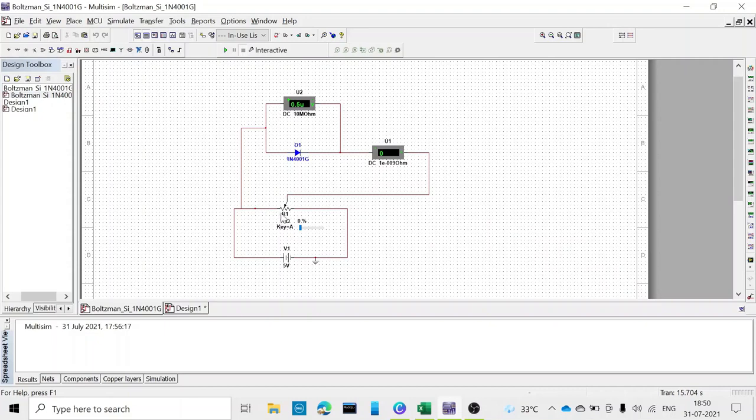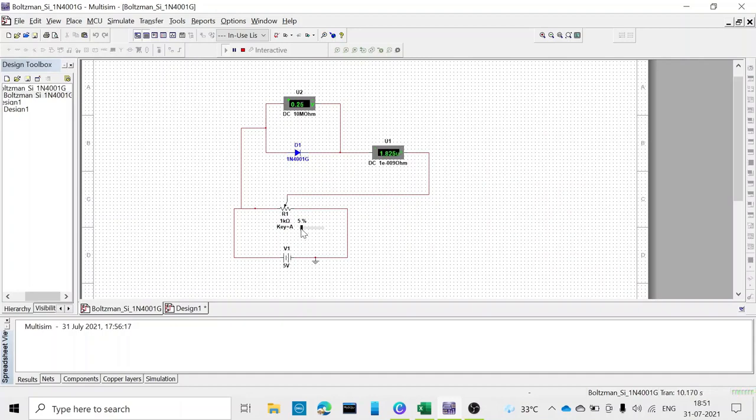Now this is the potentiometer. You need to ground it, and let's start the simulation. Now you can see here the voltage across the diode and the current across the diode. At 0 voltage, where I have not supplied any voltage, the voltage across the diode is 0.5 microvolt, and the current is equal to 0. So you need to copy this down in MS Excel.